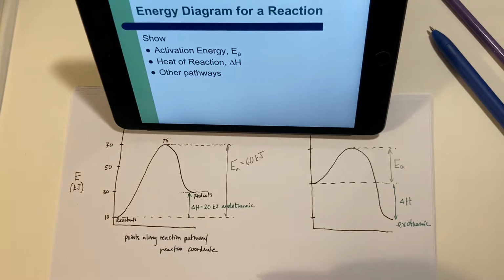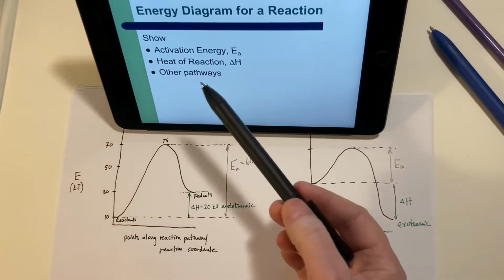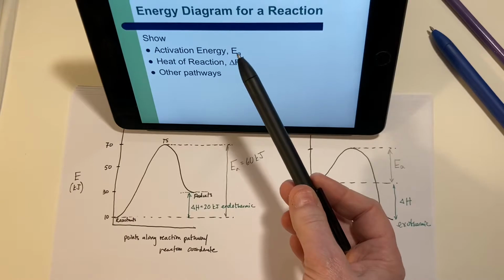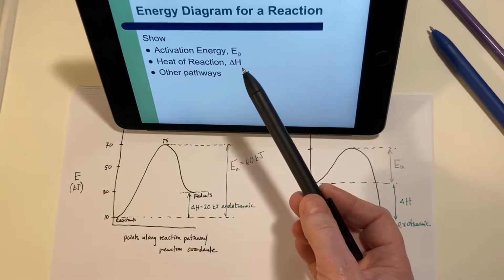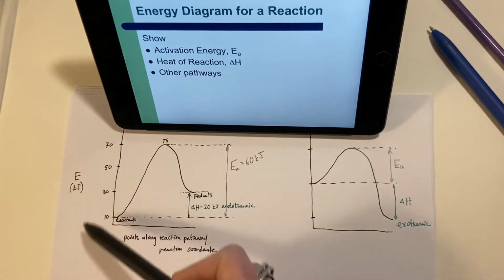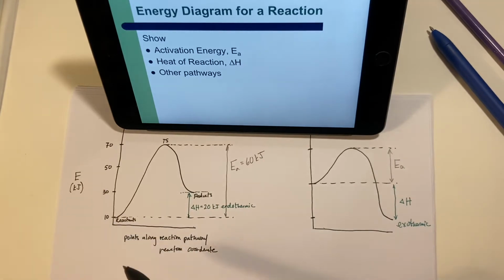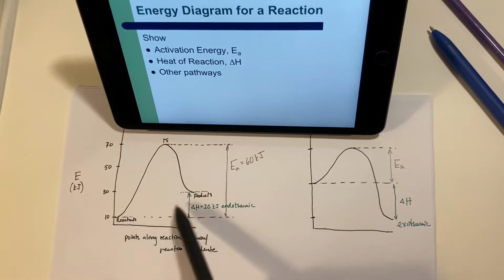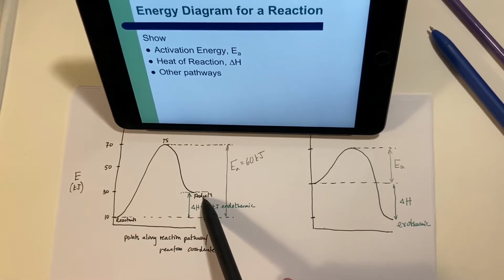So what does it show? Well, it can show the activation energy of a reaction. It can show the heat of reaction, delta H, and then also possibly some other pathways that a reaction takes. So it's just this plot of energy versus points along the reaction pathway. And that certainly includes the beginning point, reactants, and the final point along the reaction pathway, the products.